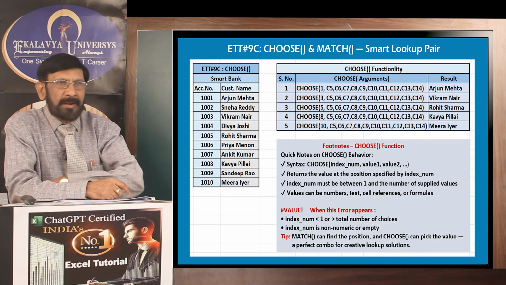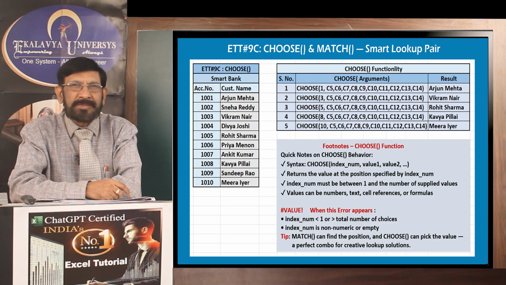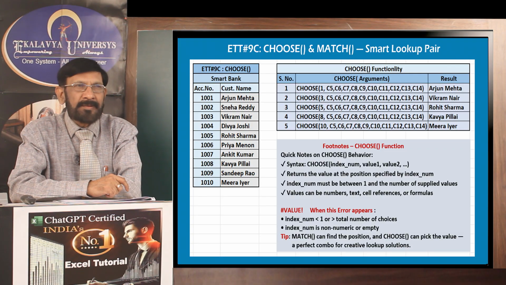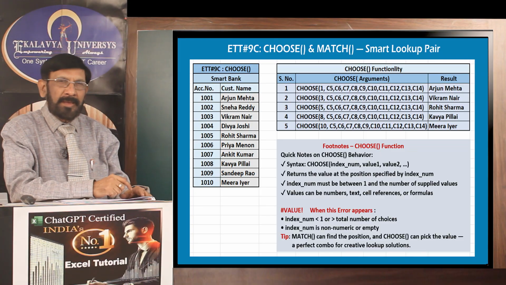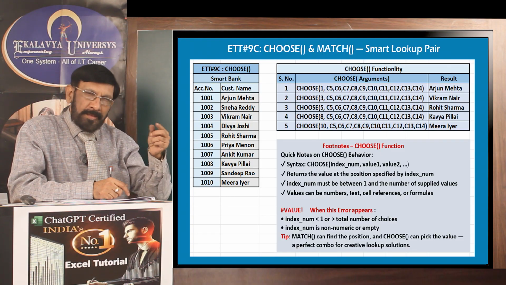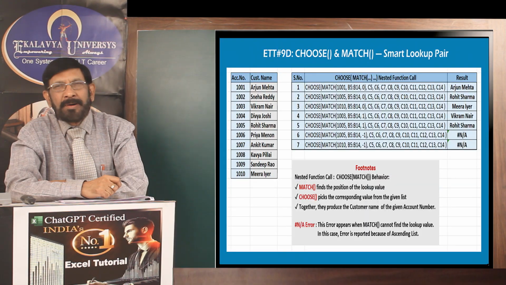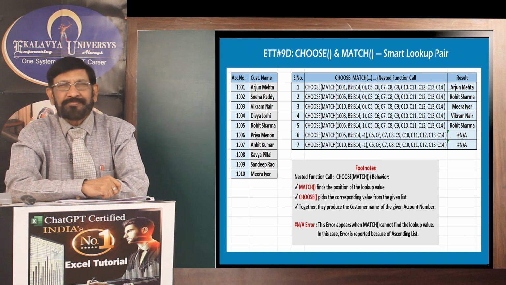So in one, what is the name there? Arjun Mehta is written. Second one, what is the reference? 3. What is that? Vikram Nair. In this way, you have to write the choose syntax, and by that the name against the position we can retrieve. Now let us simplify the syntax.